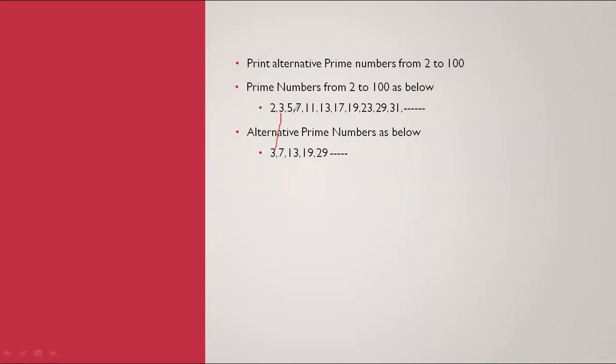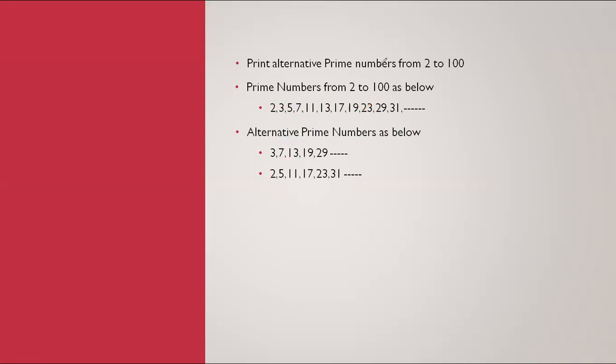So it printed 3, 7, and then not 11 but 13. And then it should not print 17, it should print 19. It should not print 23, it has to print 29. Okay, so that is one way. And the second way is printing 2, and then it should not print 3, it has to print 5. It should not print 7, it has to print 11. Okay, so alternative means it can either start from 2 or it can start from 3.